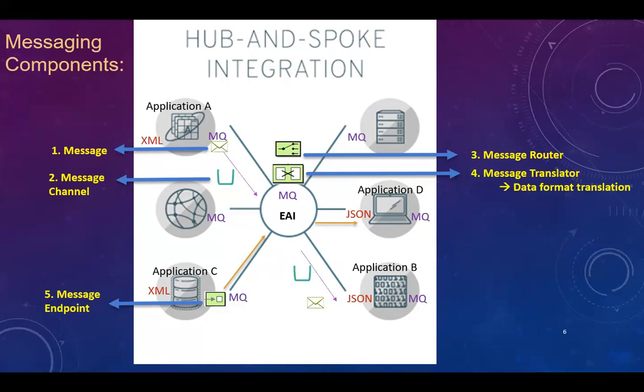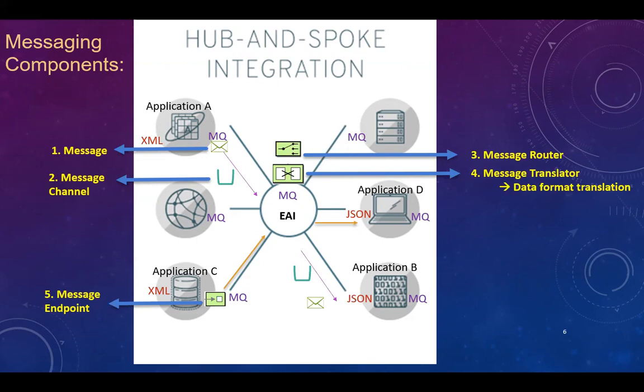Okay, let's take the scenario where application C has to send a message to application D. In that scenario, application C can't communicate with the messaging system. If it can't communicate with the messaging system, what would happen? It won't be able to send the message to the application. The reason is application C is a very old application, and it does not have the capability to send messages to the messaging system.